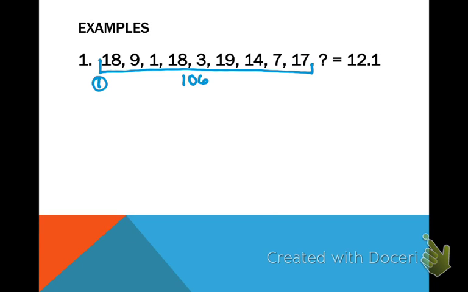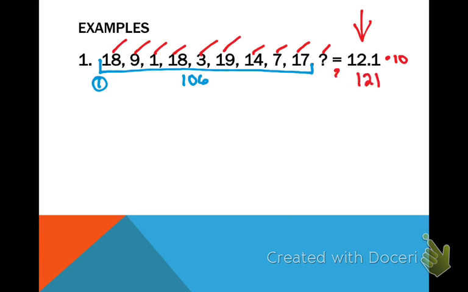So when I added those numbers up, I got 106. Now, I count how many numbers I have on that side. I have 1, 2, 3, 4, 5, 6, 7, 8, 9, 10, including the missing number. So now I take my mean, which is right here given to me, and I times that number by 10 and I get out 121.